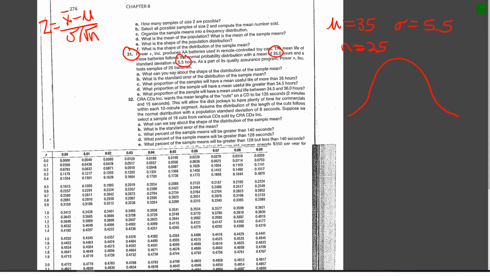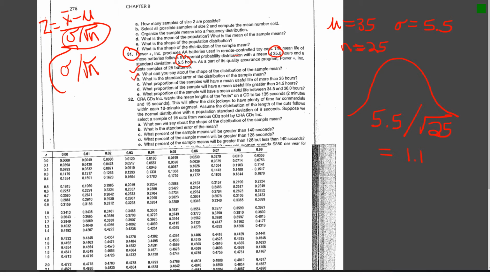Part B says, what is the standard error of the mean? Well, remember, if you just take sigma divided by the square root of n, this part of the equation is also referred to as the standard error of the mean. So if you take 5.5, which is sigma, and divide by the square root of 25, that's going to give you a standard error of 1.1. That's all they mean by that. So that would take care of part B.